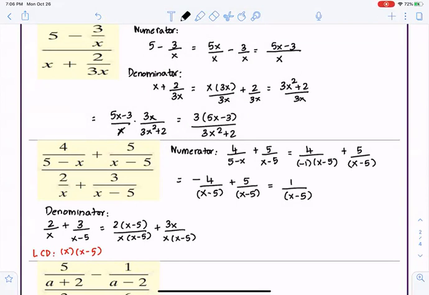Now that we have a common denominator, I can combine the numerators, distribute the 2, you get 2x minus 10 plus 3x, which simply gives us 5x minus 10 over x times x minus 5. I know we can simplify more, but I'm going to wait till the last step and then simplify now that we have the numerator and denominator sorted out.